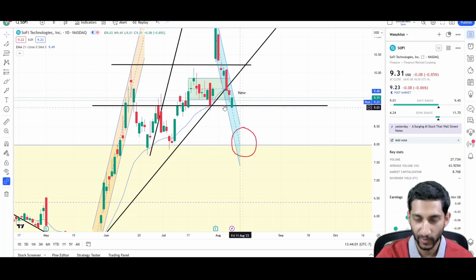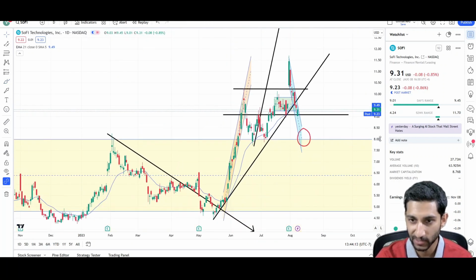I'm not sure if we're going to be finding permanent support here, or this is just temporary for price to get a bounce off of it and then drop down lower. That's what I'm personally expecting, because overall the structure still looks kind of bearish.